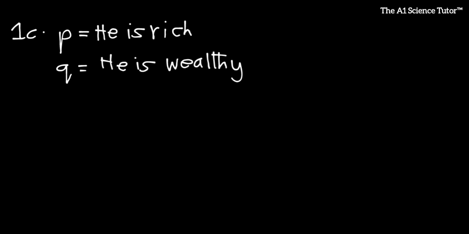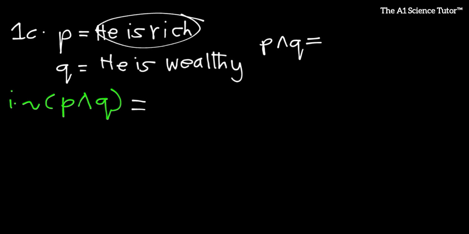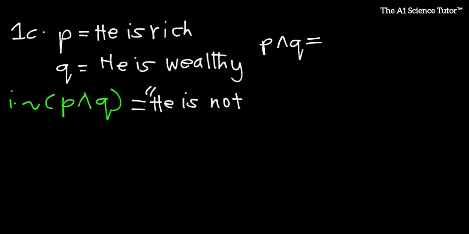So here is the first one. We are required to write this P in conjunction with a Q. So what does that mean? You know that P in conjunction with a Q means he's rich and he's wealthy, right? Because this means and, right? So he's rich and he's wealthy, but there is a negation to that statement. So that means he is not rich and wealthy. That's basically how you might put it.